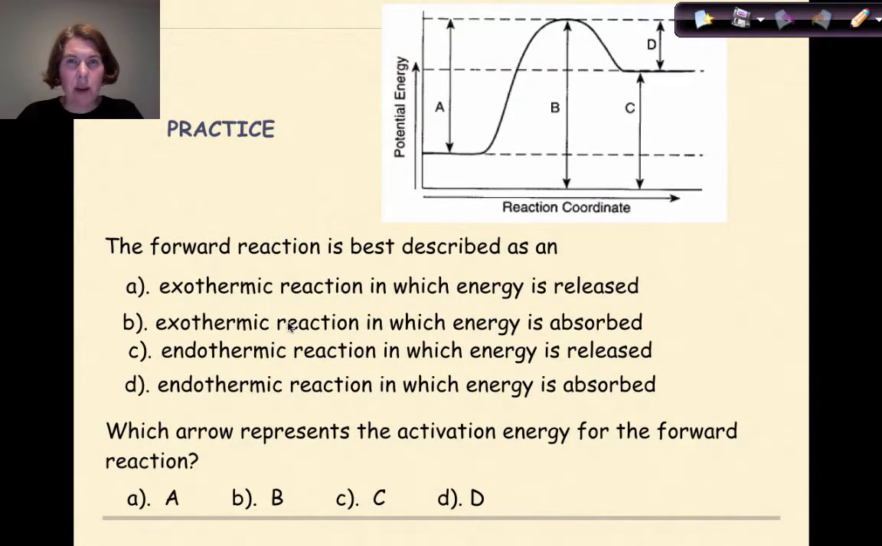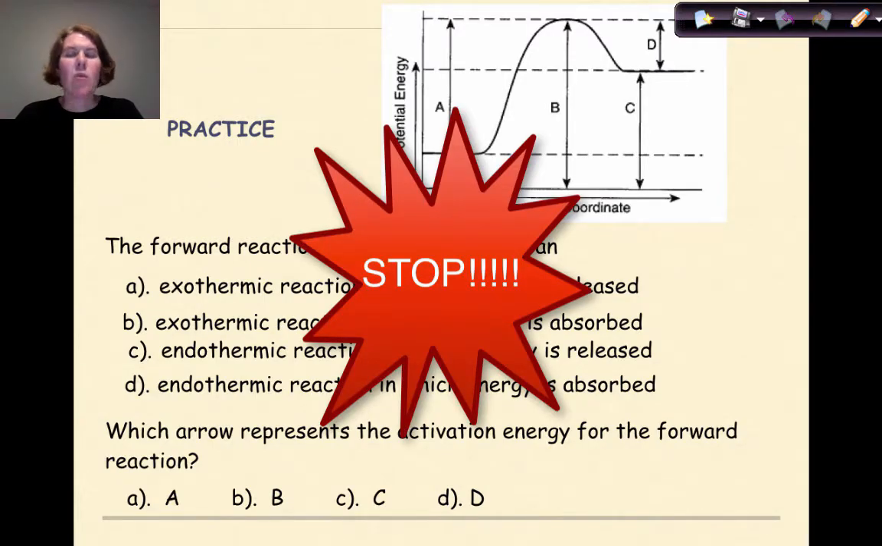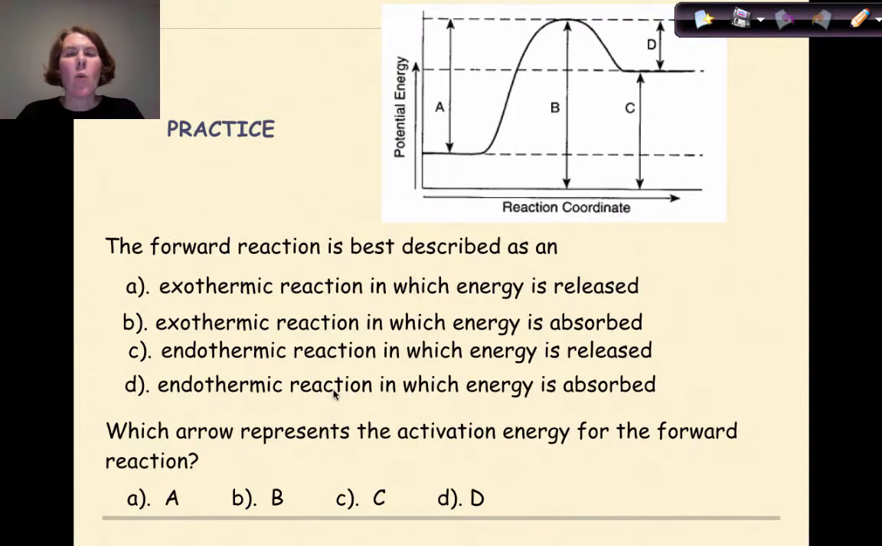Let's look at another practice problem. So what I'd like you to do is stop, look at the diagram, read the question, figure out the answers to the two problems, then come back and check your work. Welcome back. Let's see how you did. The forward reaction is best described as an exothermic reaction in which energy is released, exothermic reaction in which energy is absorbed, endothermic reaction in which energy is released, endothermic reaction in which energy is absorbed.